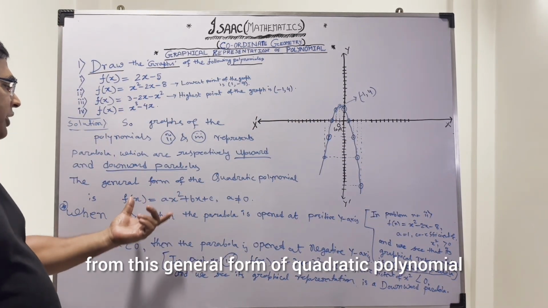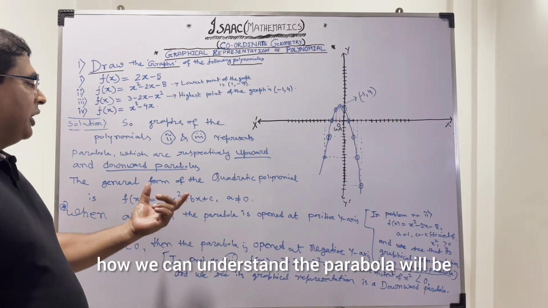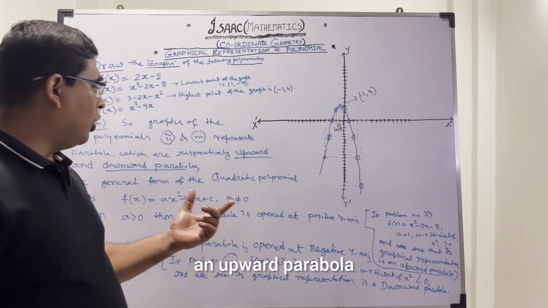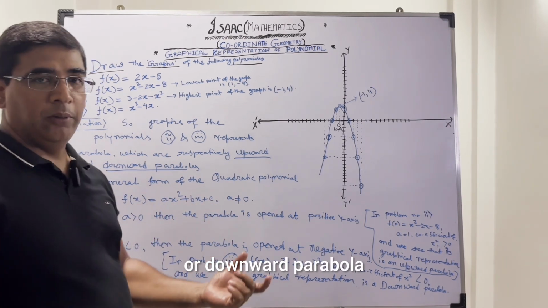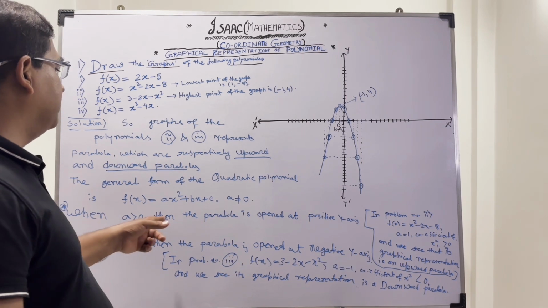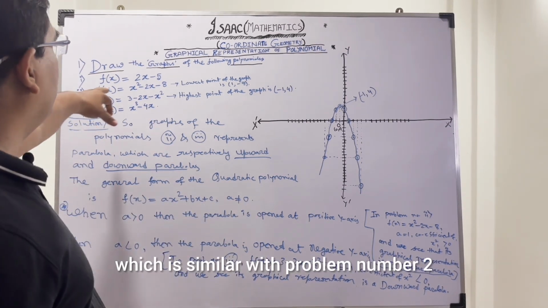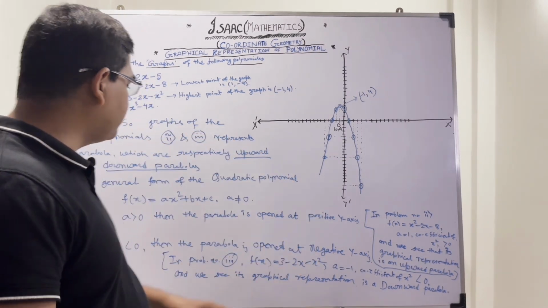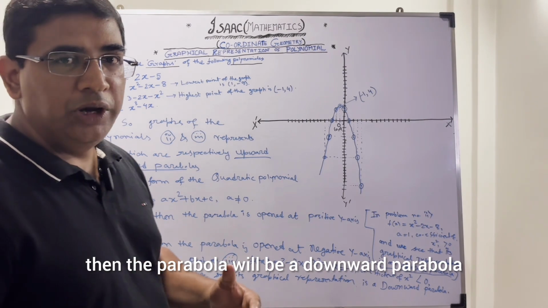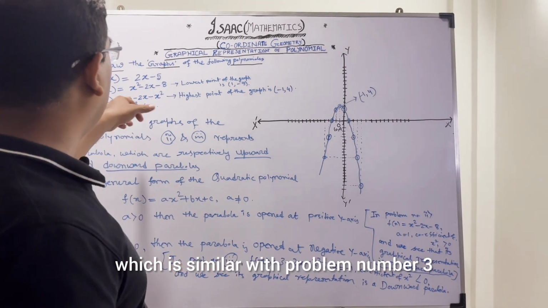So from this general form of quadratic polynomial, how we can understand the parabola will be an upward parabola or downward parabola. Okay. So when a is greater than 0, then the parabola will be an upward parabola, which is similar with problem number 2. And when a is less than 0, then the parabola will be a downward parabola, which is similar with problem number 3. Okay.